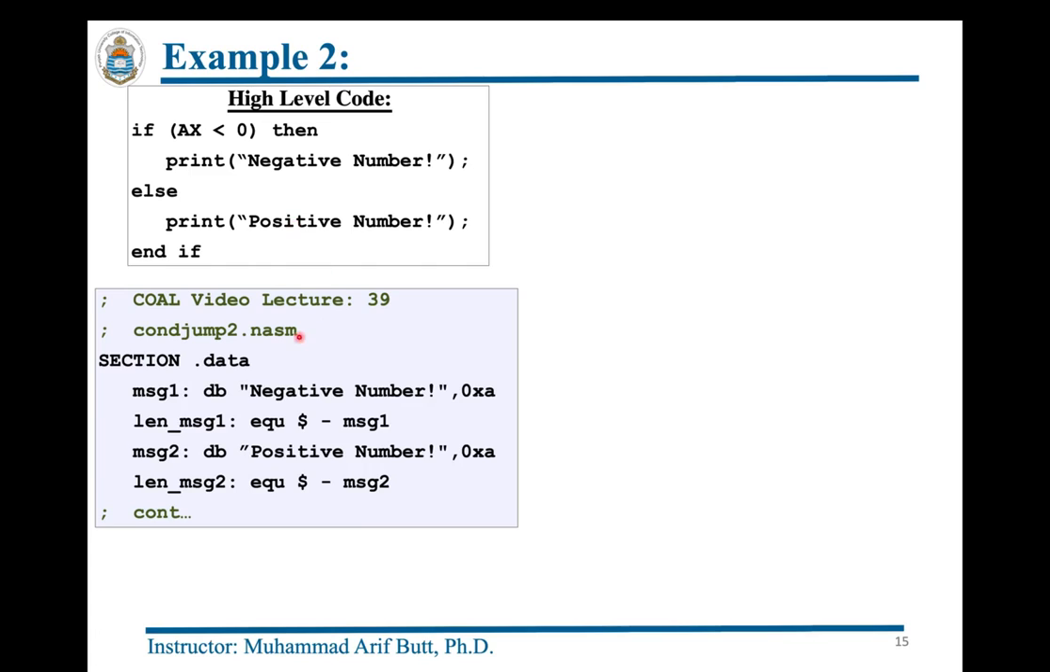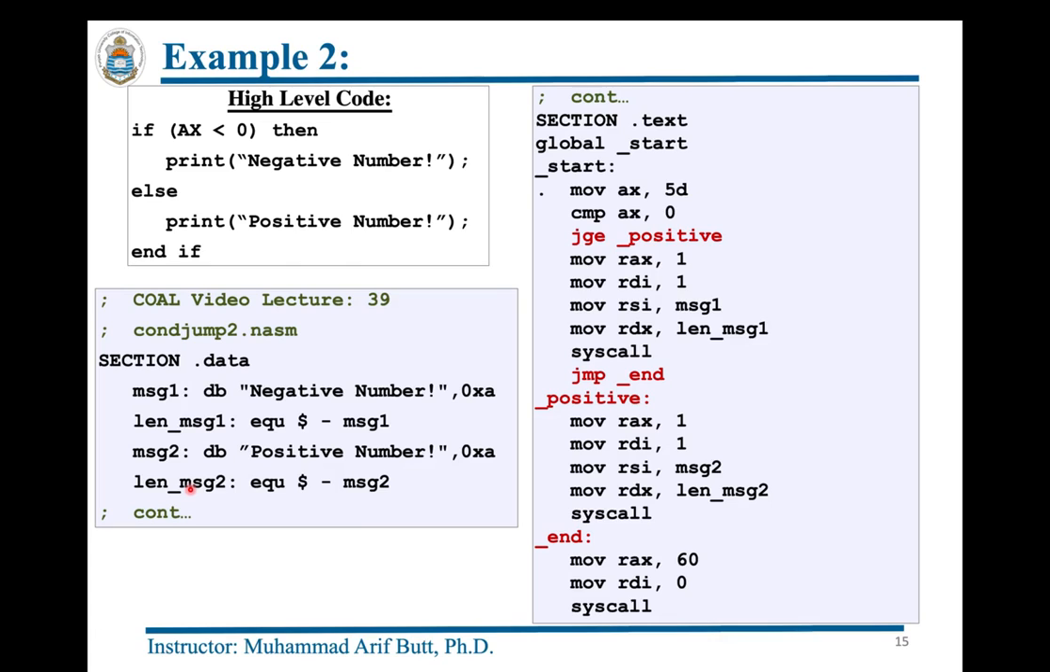Okay, so this is the data section containing this time 2 message strings. Message 1 containing the string negative number, message 2 containing the string positive number, and of course their corresponding lengths inside len message 1 and len message 2 constants. And this is the code section. Remember, dear students, this is one way of implementing this if-else structure shown over here. There can be other ways as well.